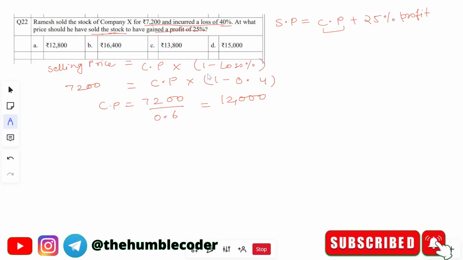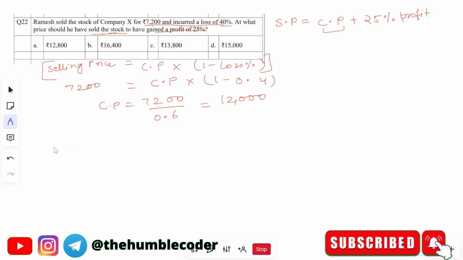So guys, I hope you have understood this part. That is why we are doing 1 minus loss percent. Basically, this is the formula, okay? Whenever we have a loss and we have to find the selling price, we calculate it in this way. That is our cost price and how much of the loss has happened. So if your loss has happened, then out of the total, you will deduct that loss amount. That is why we do 1 minus loss percent, okay?